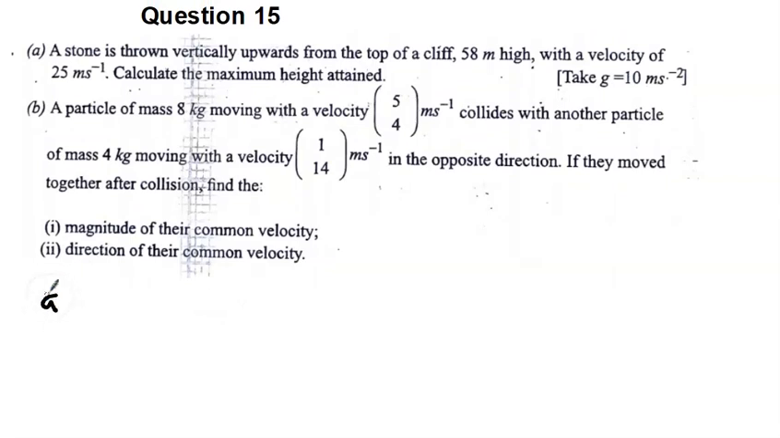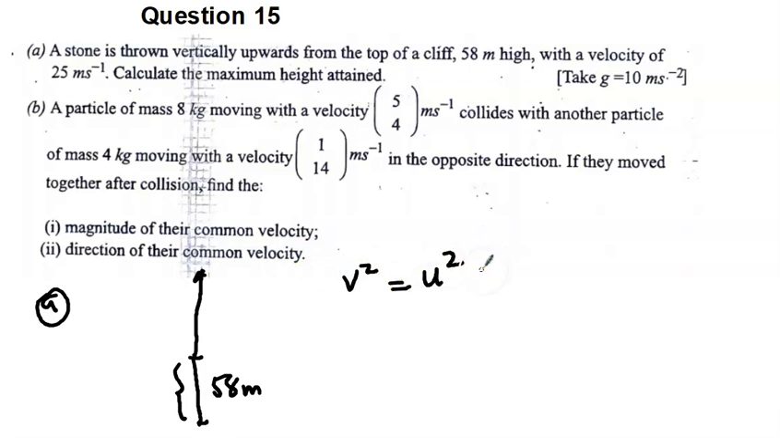So the first part, assuming that this is the cliff, which is 58 meters, and someone is on top of the cliff, then he throws a stone vertically upwards. So we have to find the maximum height attained. What it means is that we need to find this distance and then add it to the height of the cliff to get the maximum height. And we can do that by using the equation of motion: v squared is equal to u squared plus 2gx, because it's acceleration due to gravity.